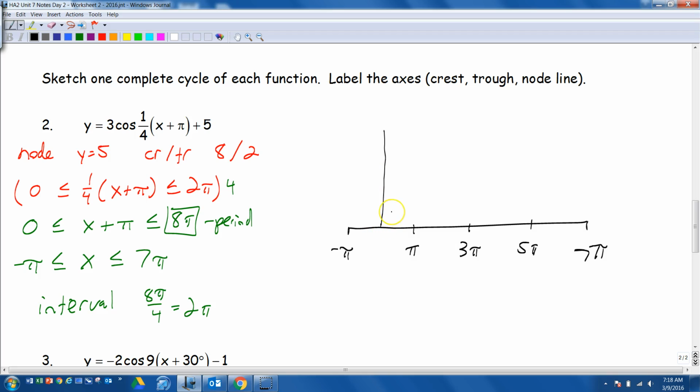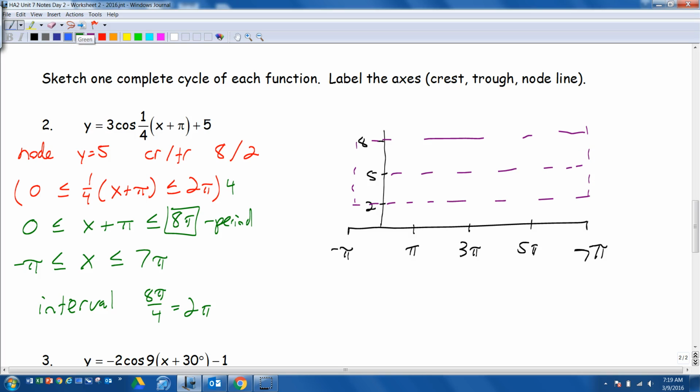We have, at 0, the line. The highest point is 8, the middle point is 5, the lowest point is 2. I make my box. So this is going to encompass the one cycle that I want to deal with today. And again, everything I just did is the same thing we did on the sine curve.